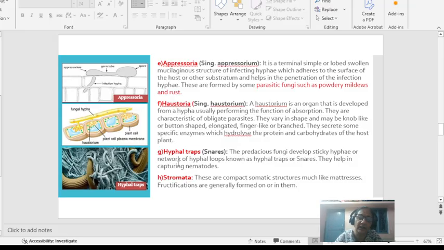There is also another type of fungal structure, known as hyphal traps, which we call snares. These predaceous fungi develop sticky hyphae or a network of hyphal loops known as hyphal traps or snares, which help in capturing nematodes. The fourth is known as the stromata, which are compact structures much like matrices, in which fructifications are formed.